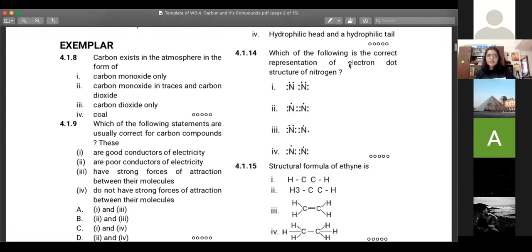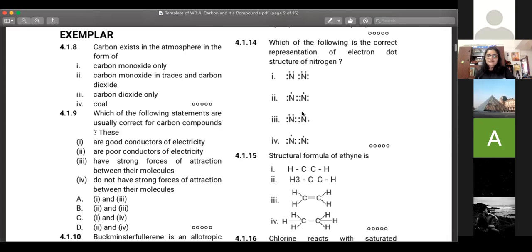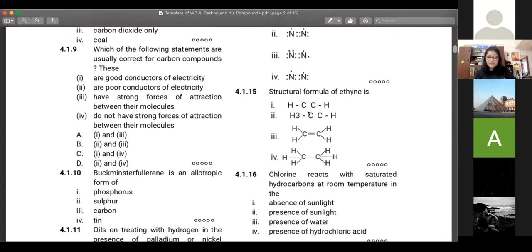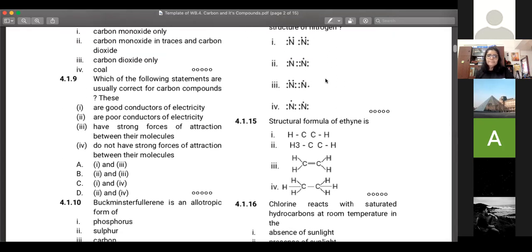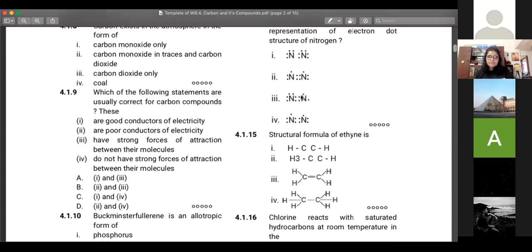Next, dot structure of nitrogen. There is a typo here. None of these are correct. Ma'am, none of them are correct. Yeah, they are all wrong. There should be a triple bond. I think in the first option they're missing a triple bond. Options 2 and 4 are the exact same option, so one of them should be a triple bond. Seems like this is copy pasted.